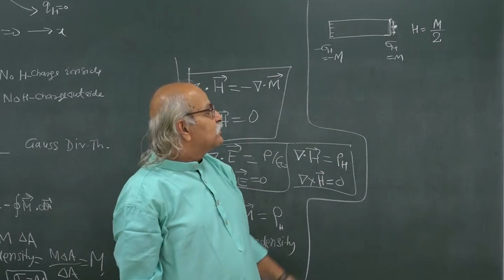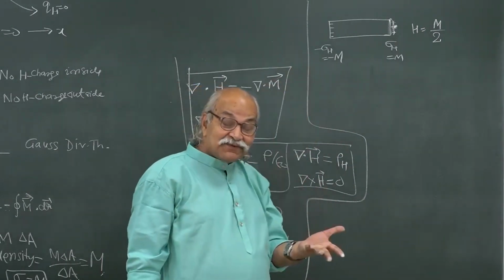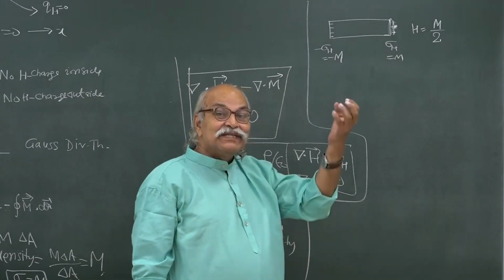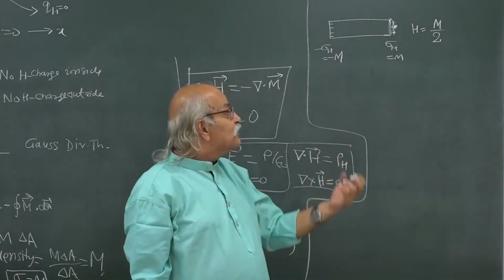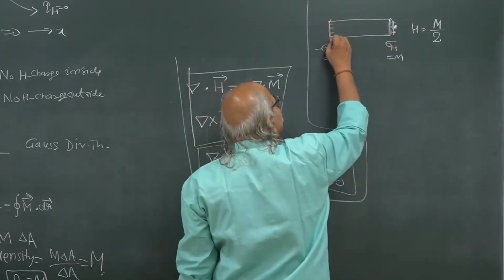Okay. So sigma by 2 epsilon naught. In the electrostatic case, epsilon naught we have to forget or put 1. So it will be sigma by 2, so m by 2, that is because of this. And how much is the H field because of this?